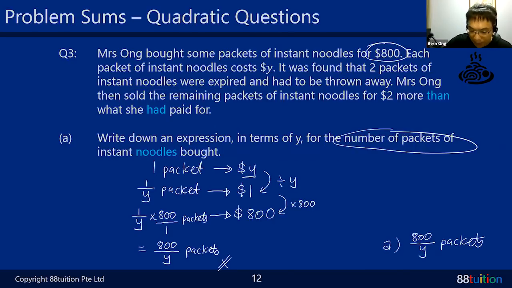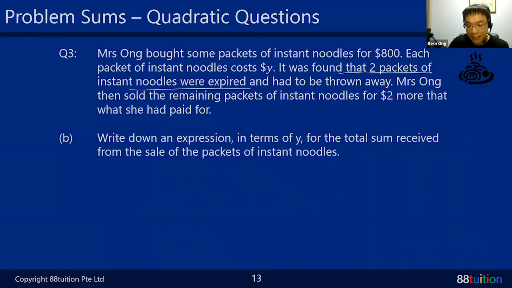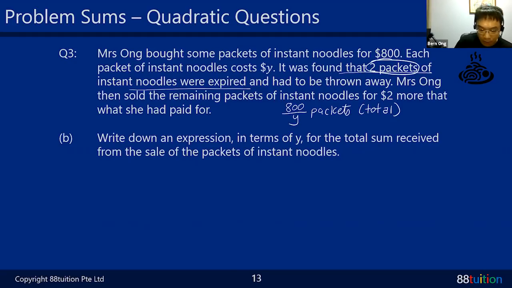So in part A, she bought 800 over Y packets of instant noodle. This 800 over Y packets is the total packets that she bought. Inside here, there are 2 packets that are expired. So how many did she sell? She sold 800 over Y, the total number of instant noodle, minus away 2 packets of instant noodle. So this is in terms of packets. Can you see?